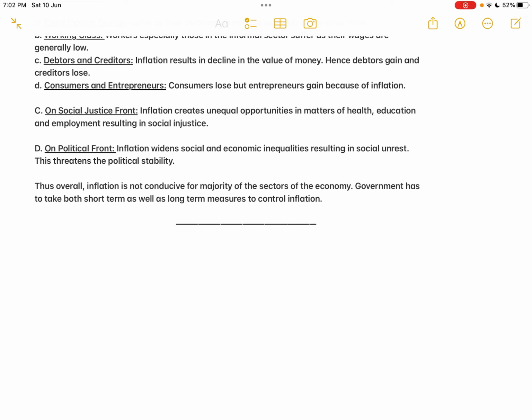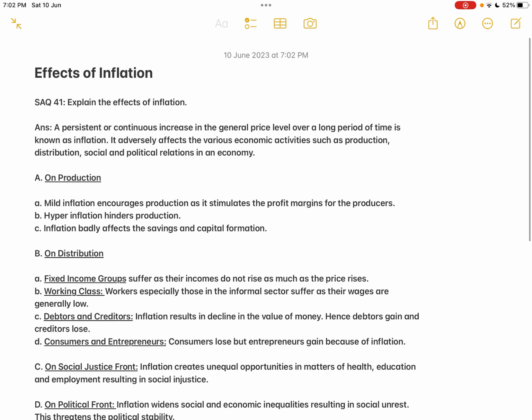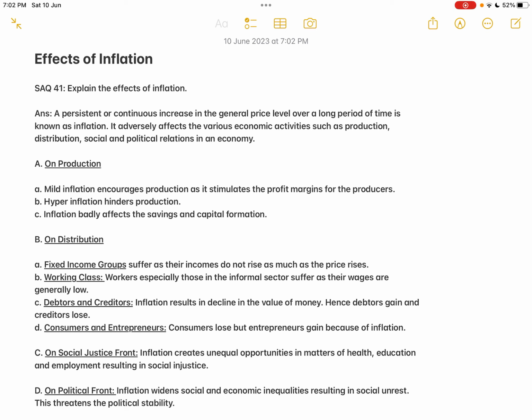So what does the government have to do? The government has to take both short term as well as long term measures to control the inflation. Because we have seen, isn't it, if the government is not able to control the inflation, then that will become too dangerous and it will become uncontrollable. That will result in hyper or galloping inflation. So the sooner the government or the country controls the inflation, it is beneficial for everyone. So these are all the effects of inflation.